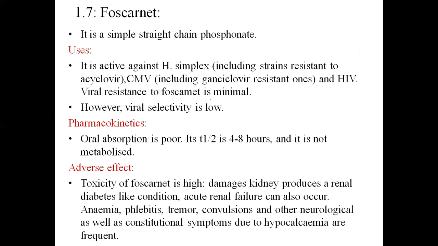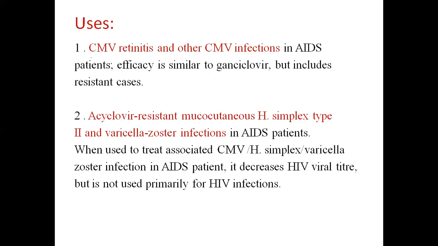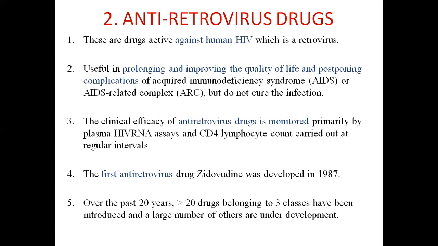Then this is foscarnet. Foscarnet is also similar to acyclovir. It is a simple straight chain phosphonate active against H simplex virus and CMV. Viral selectivity is low. Oral absorption is poor. It damages the kidney. It can also cause conditions like diabetes. Uses are in CMV retinitis and acyclovir-resistant H simplex virus. If you are resistant to acyclovir, this can be used as a second option.